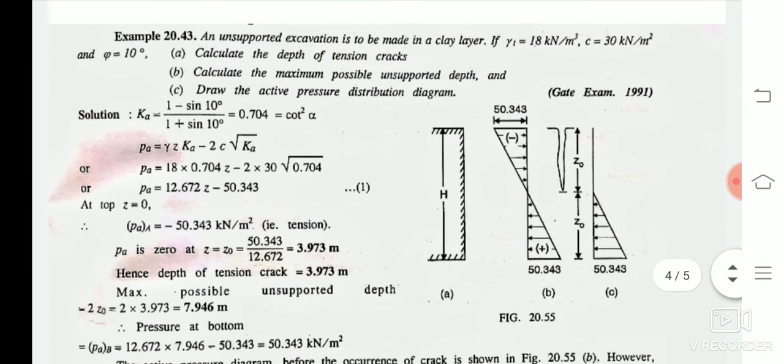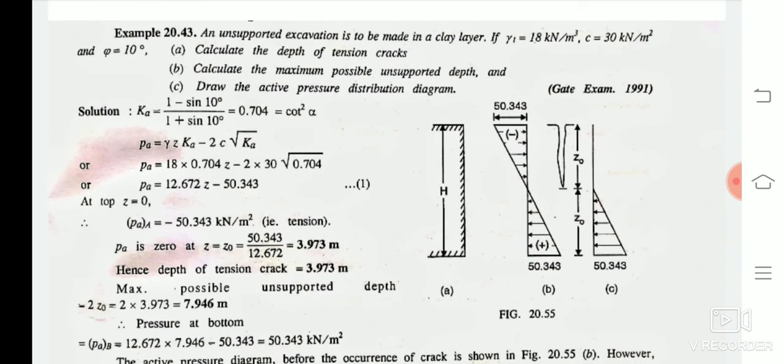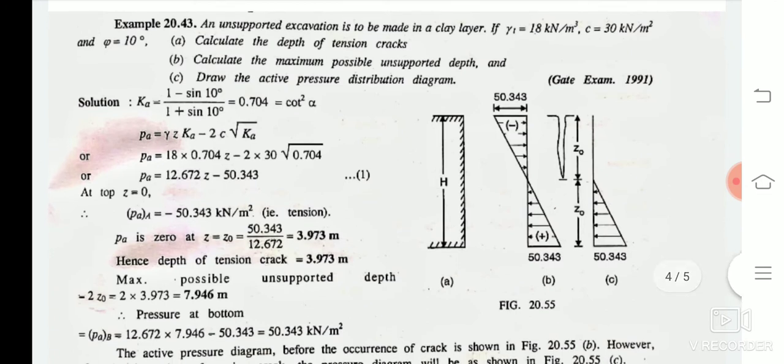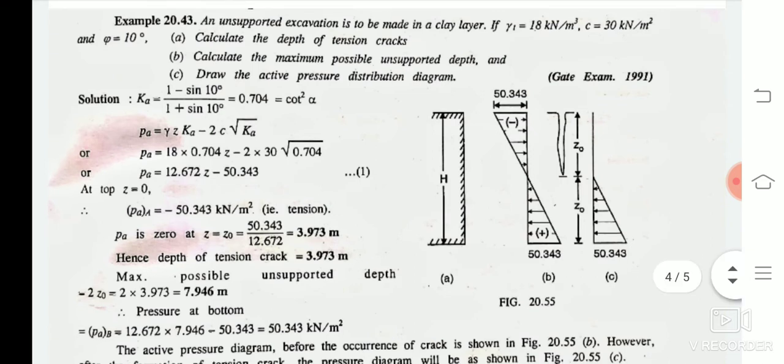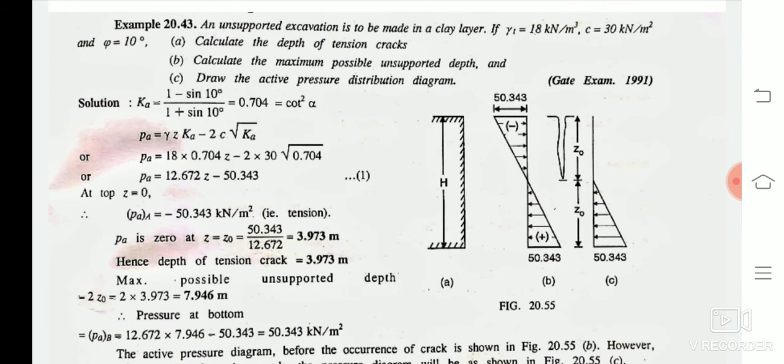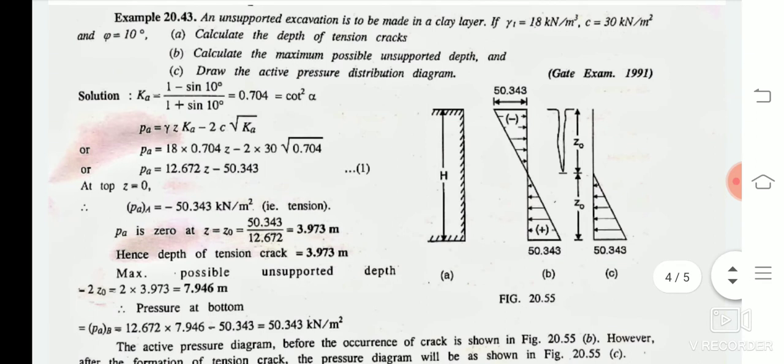Let us shift to another problem. This problem consists of an unsupported excavation to be made in a clay layer. The previous soil was mainly cohesionless soil, and this soil is made up of a clay layer. Here gamma is given as 18 kilonewton per meter cube, the value of cohesion is given as 30 kilonewton per meter square, and the angle of shearing resistance phi is given as 10 degrees. That means there is a value of c as well as a value of phi.